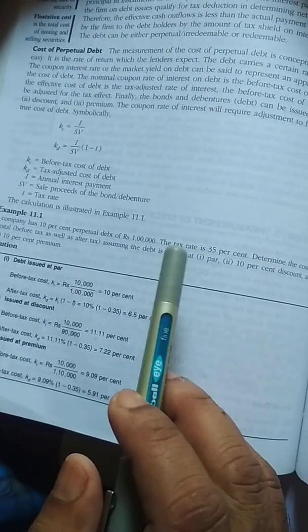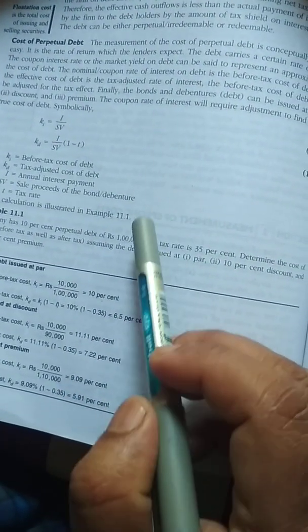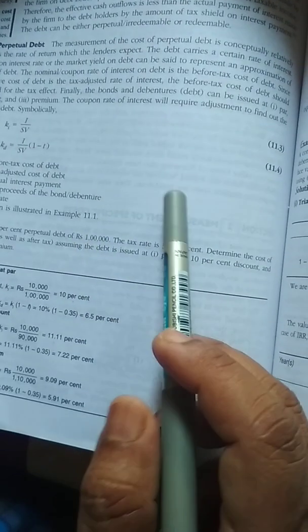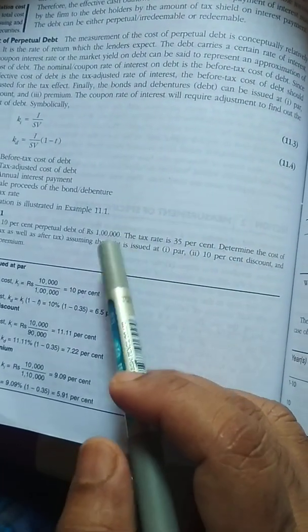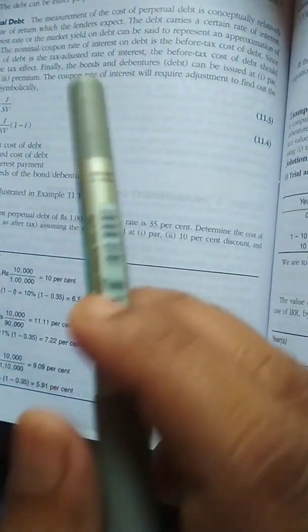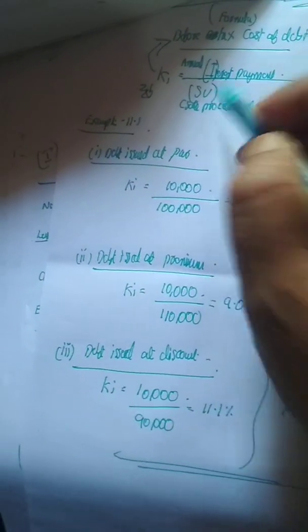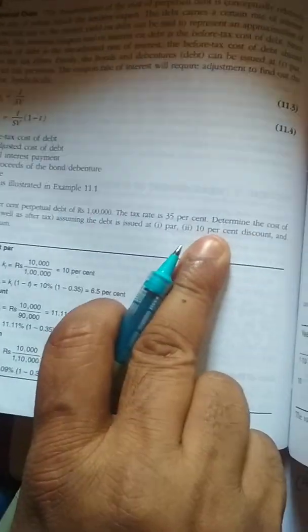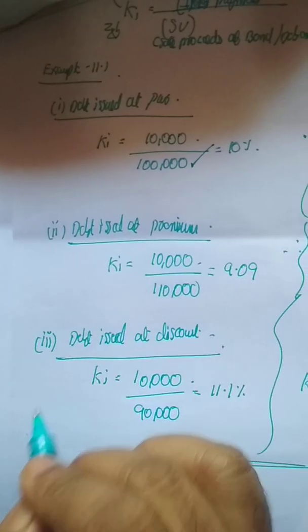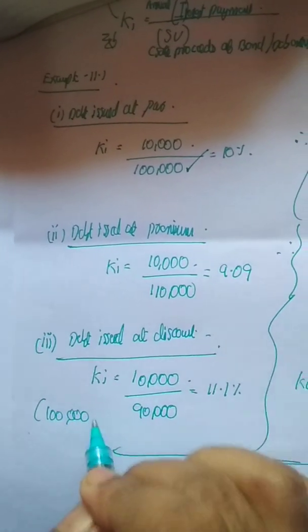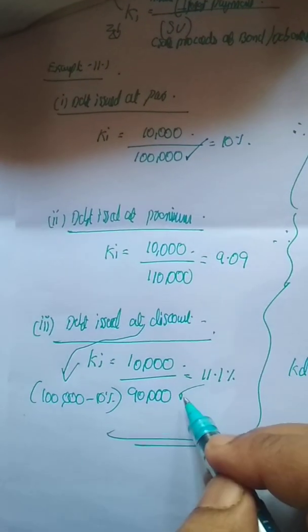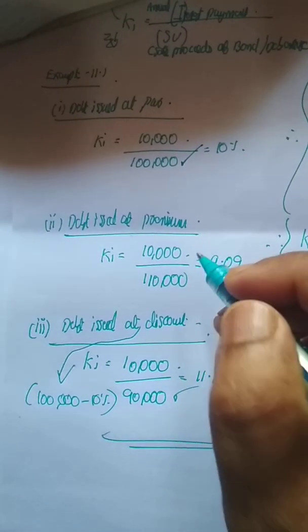You see, tax percentage is 35%. The sale proceeds is 1 lakh, because it is mentioned the company has a perpetual debt of 1 lakh. Now the repayment is 1 lakh. So at par, the value comes to 1 lakh. So interest divided by sale proceeds. If it is at par, it is 1 lakh. If it is issued at 10% discount from 1 lakh, we have to deduct 10% discount. So the sale proceeds change, the denominator changes.